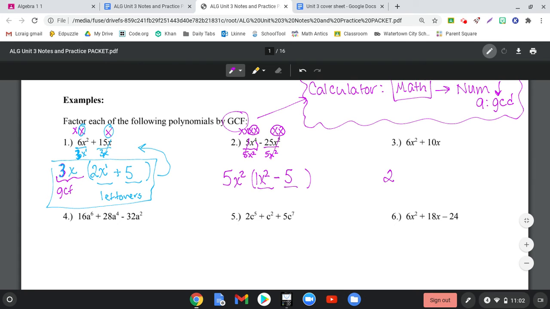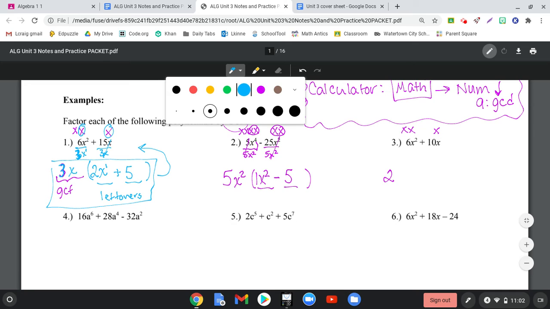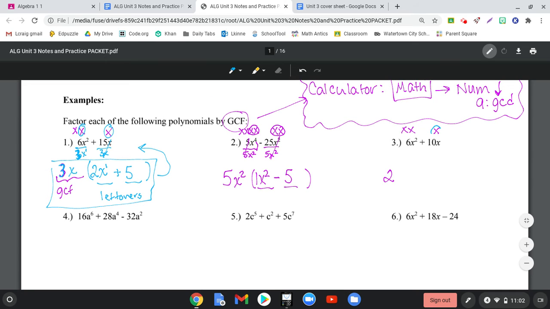All right, so we have a 2, and then we've got 2 x's and 1 x. How many x's do they have in common? The least you can take out of both, or the most, the least that they have in common, would just be the 1x. All right, so that's your GCF, 2x.